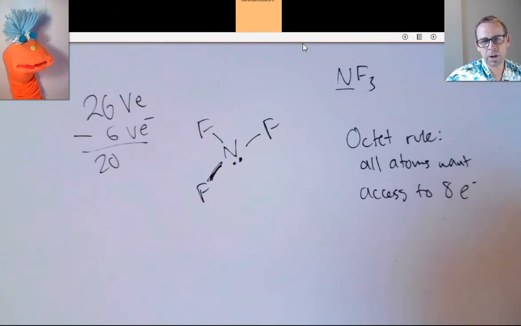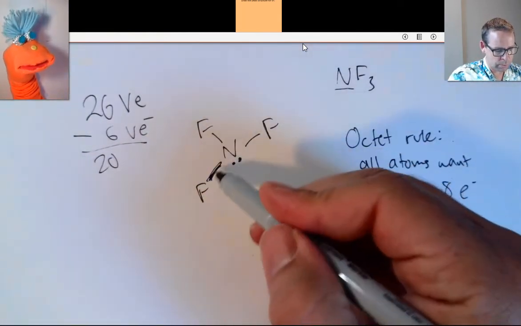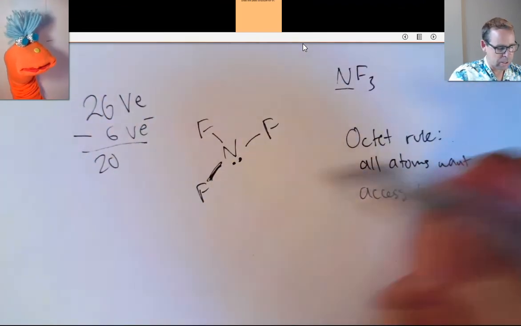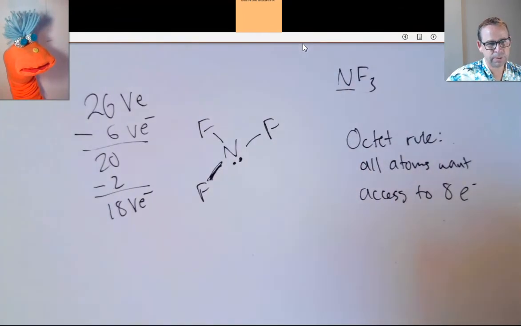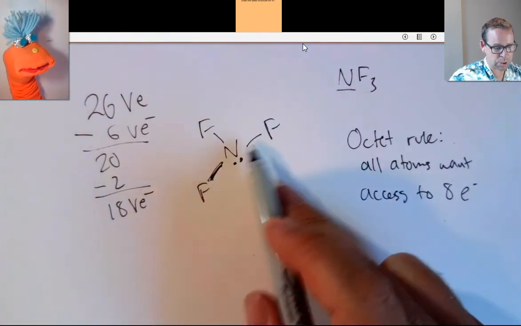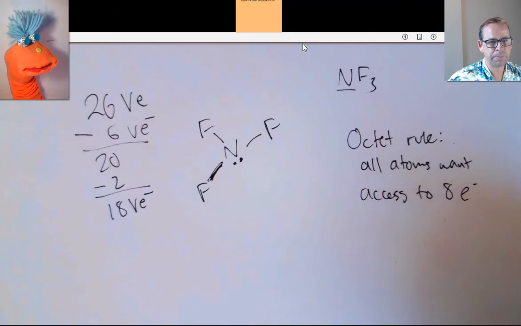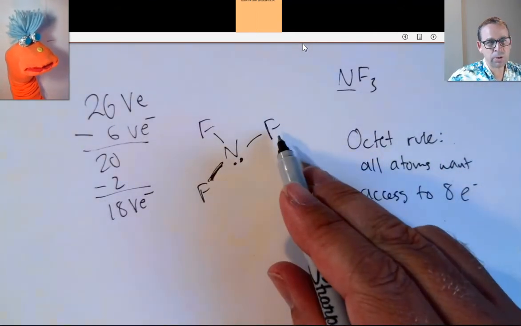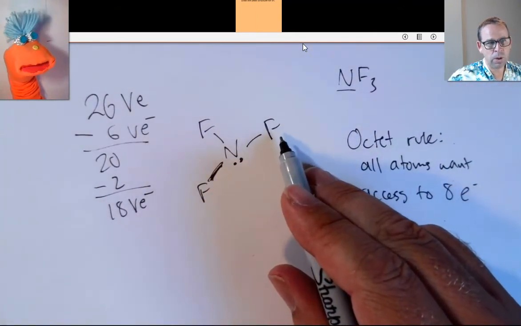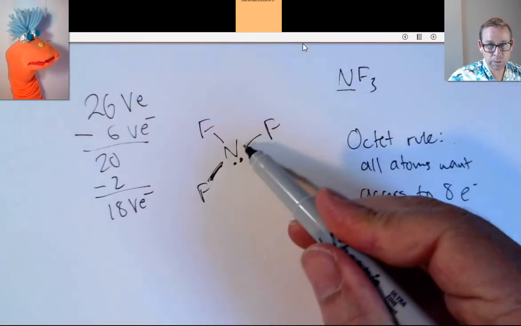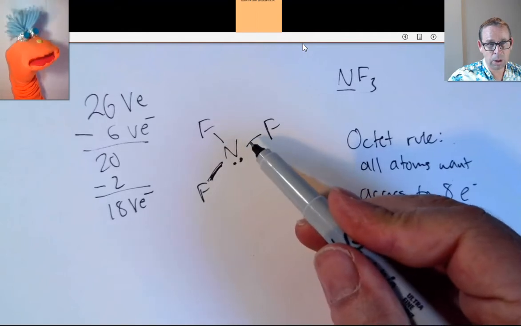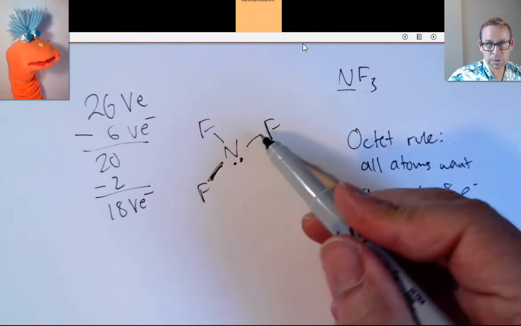Those are called lone pair electrons. And now the nitrogen has access to 8 electrons. 1, 2, 3, 4, 5, 6, 7, 8. Now I have to make sure I subtract that 2 and say that I have 18 valence electrons left. Remember, this 6 was from my initial bonds. This 2 was the 2 I put on there. How many electrons does this fluorine have access to? 8? No, just those 2 right there. See that? Okay, yeah, I see. It only has access to whatever is bonded to it.